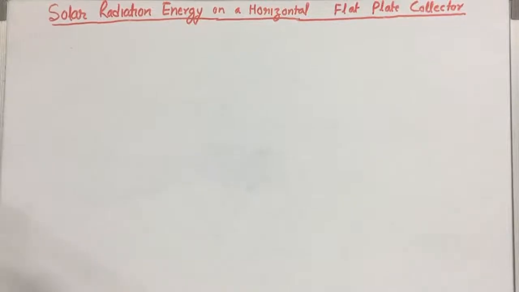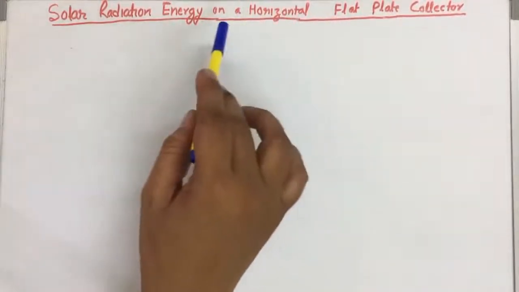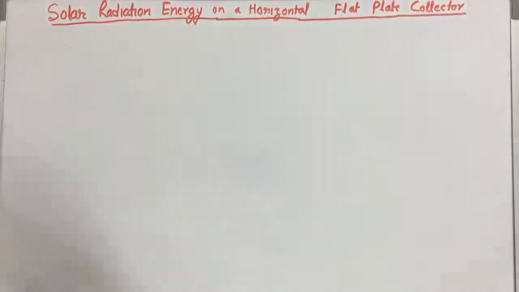Dear students, so today we will discuss solar radiation energy on horizontal flat plate collectors. What we are considering here is that our collecting surface is horizontally placed, and the solar radiation is coming directly normal to it. We are not considering any tilting in the collector plate.